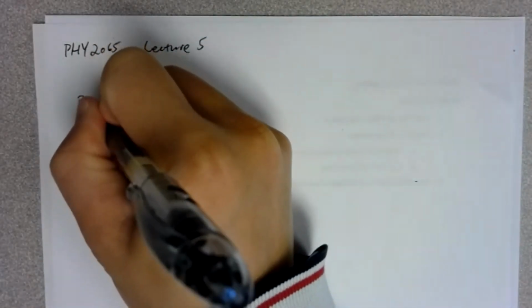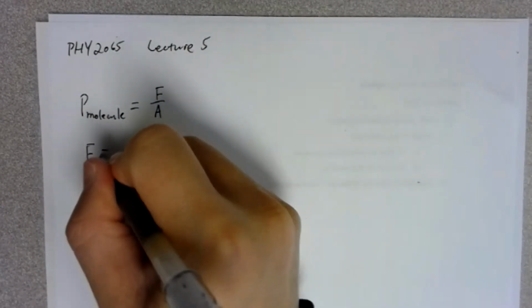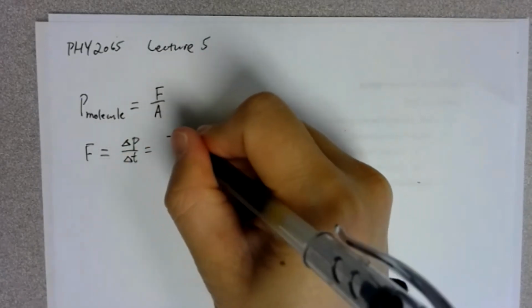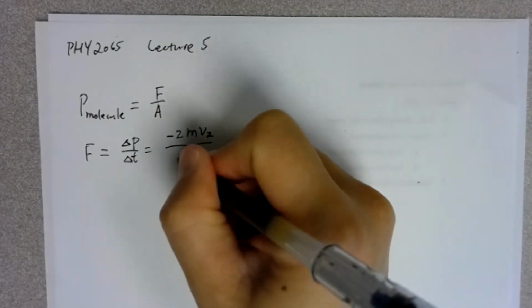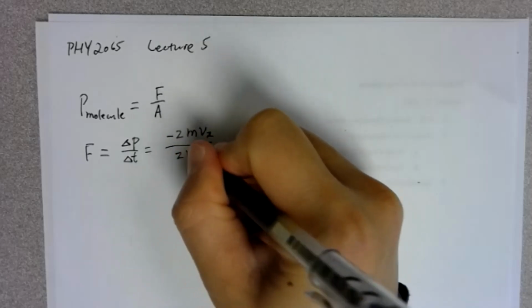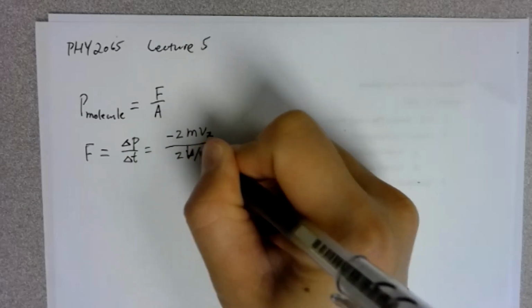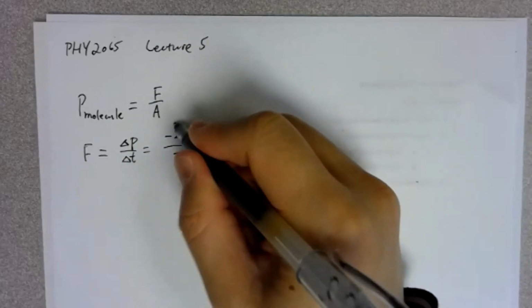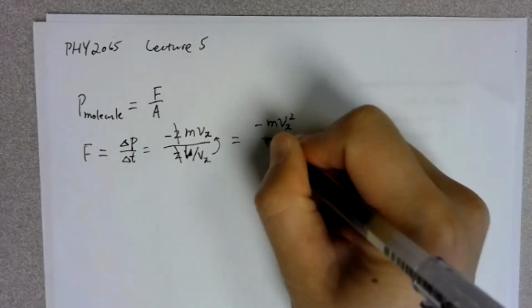The pressure by each molecule is equal to force divided by area. Let's take a look at the force first. Force is equal to delta P over delta T. We know delta P is minus 2 times mvx, divided by delta T, the time for the round trip of the molecule, which is 2 times L divided by Vx. This is in the denominator, so you flip it, and the 2 and 2 cancel. So this becomes minus mvx squared over L.